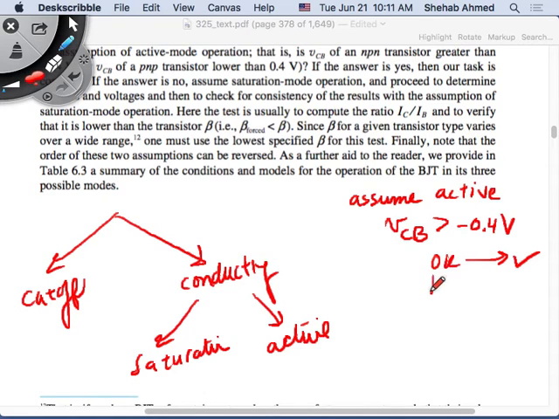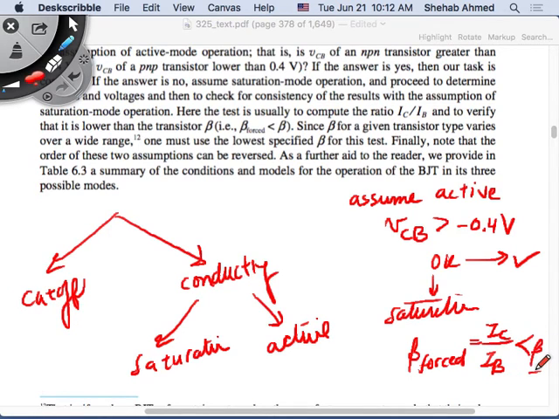How about if it's not reverse biased? If VCB is minus 0.5 or minus 0.6, then it's either going to be in saturation or cutoff, right? So you have to assume you're in saturation. If you assume you're in saturation, then you will calculate. What did we say is a good check for saturation mode? You calculate beta forced, and make sure that beta forced is less than the beta that you were given. If that's the case, then you're in saturation mode.